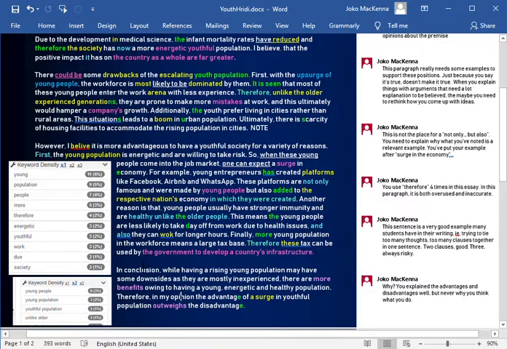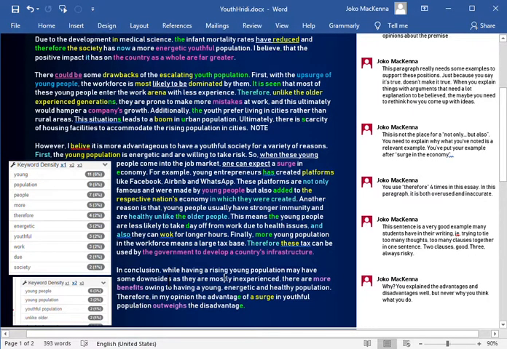Okay, and then down here. Yeah, okay. Listen to this sentence. We're going to have the reader read it for us. Does this sound natural? In conclusion, while having a rising young population may have some downsides as they are mostly inexperienced, there are more benefits owing to having a young, energetic, and healthy population. It's not that bad, but it is very common where you try to connect too many thoughts into one sentence.